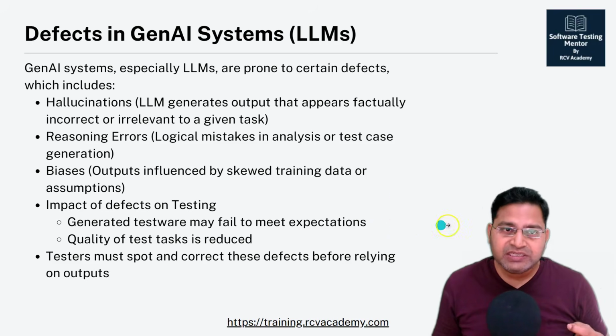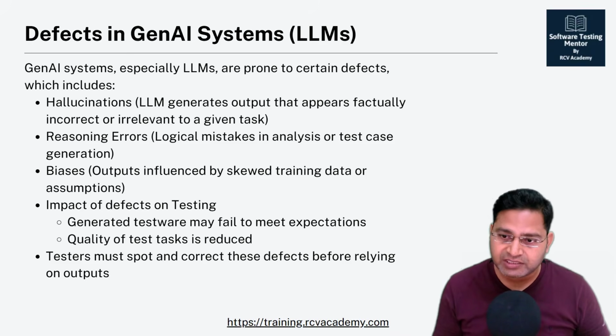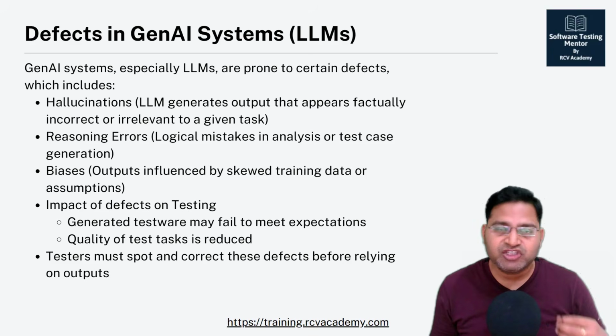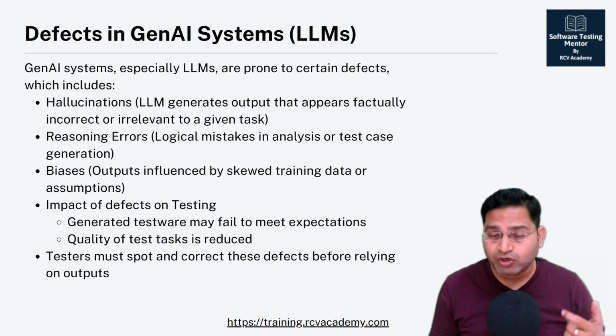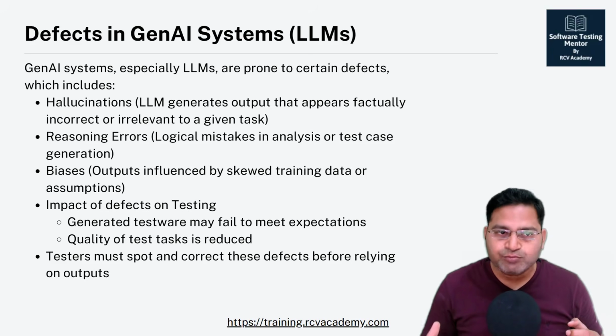When we talk about hallucination, it is basically when an LLM generates output that appears factually incorrect or irrelevant to a given task. For example, if I ask it to generate the test cases for login functionality, even if I specify the restrictions and constraints, the large language model forgets the previous context and provides irrelevant or incorrect answers. There are many scenarios. Day in, day out, you will figure out that if you do not prompt properly, the large language model hallucinates and provides you incorrect output.